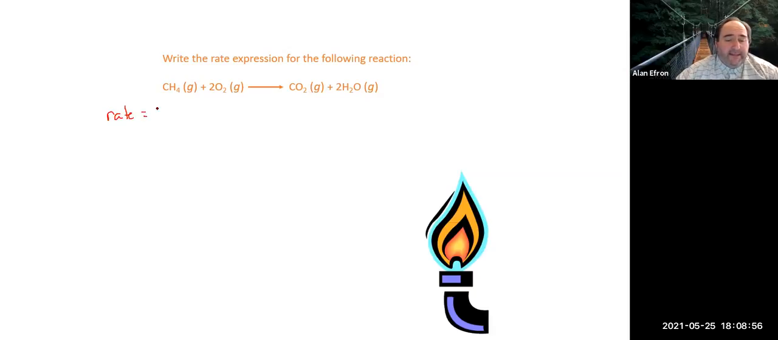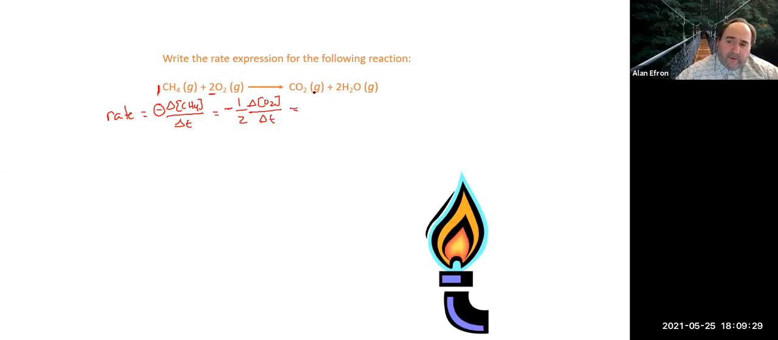We could say the rate is equal to minus the change in the concentration of CH4 over the change in time. Here, the coefficient for CH4 is 1, so it's basically 1 over 1, which is why there's no numbers there. But we do have the negative here, which is important because it's a reactant. That would equal minus, again, because O2 is a reactant, 1 over the coefficient, which is 2, change in the concentration of O2 over the change in time.